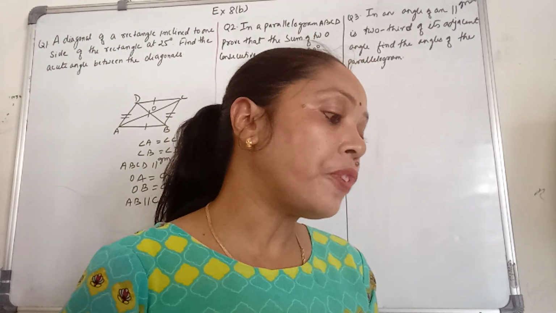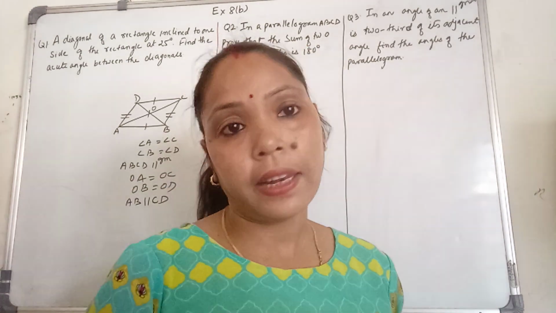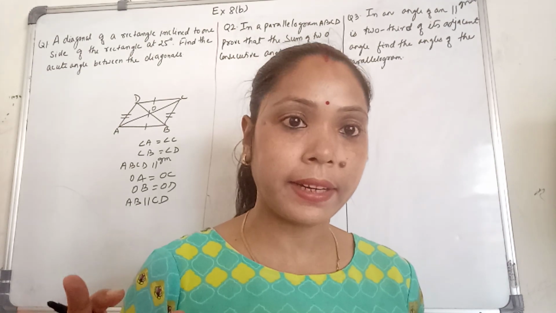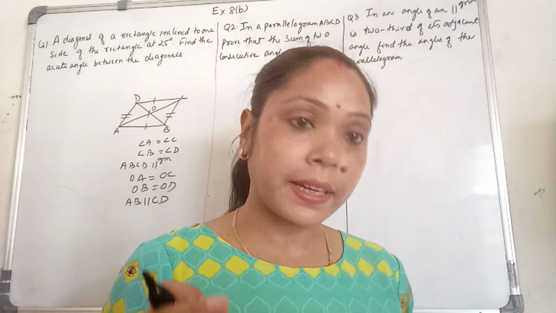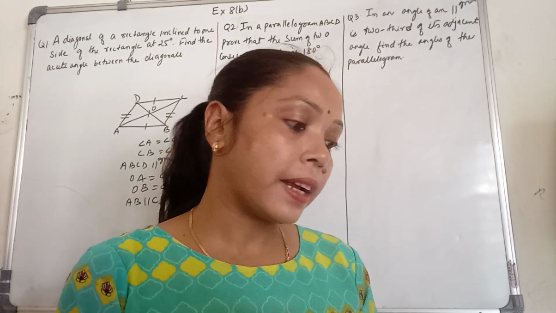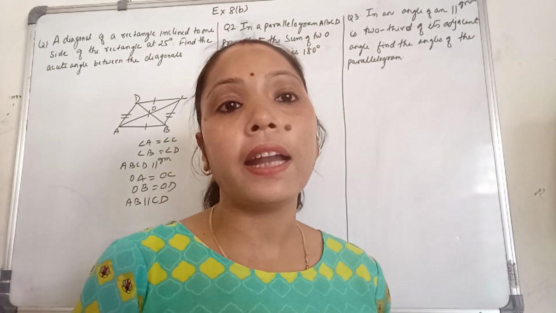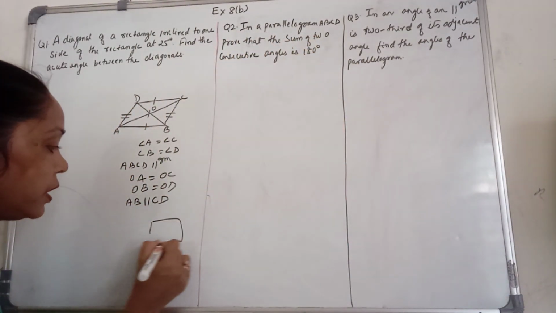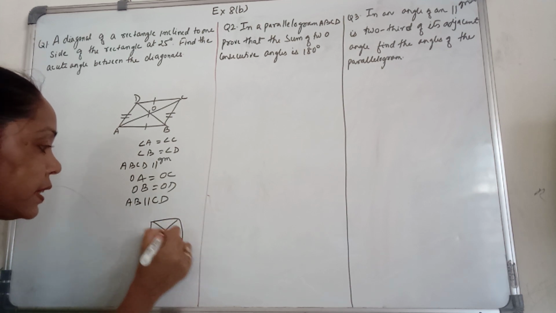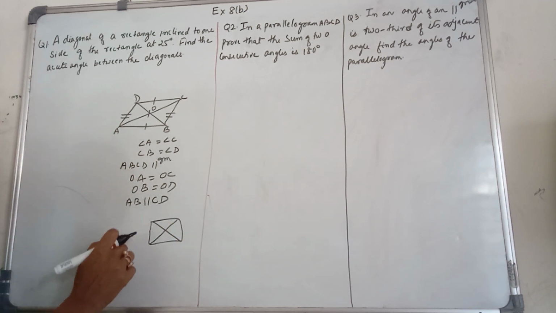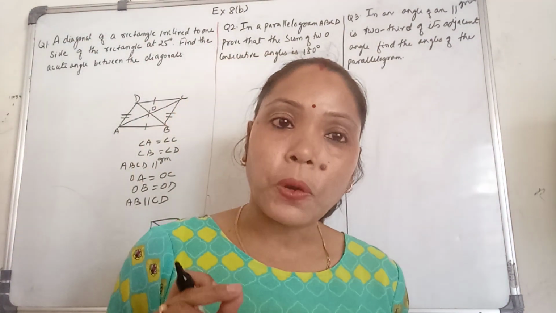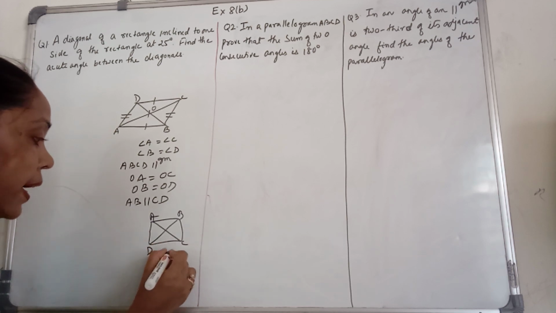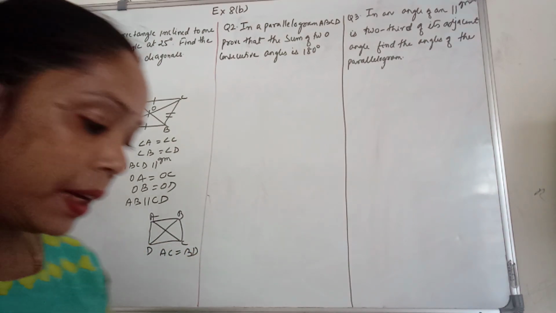Next, diagonals of a rectangle are of equal length. Now, a rectangle is also a four-sided figure, so that is also a quadrilateral. In a rectangle, the diagonals are always equal in length. So if you draw a rectangle, a four-sided figure, and if these two are the diagonals, then these diagonals always have equal length. If I write here A, B, C, D, then AC is always equal to BD.